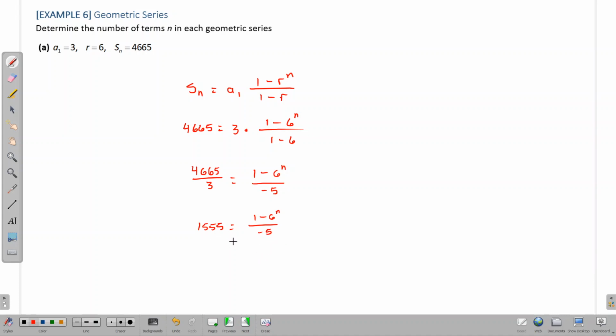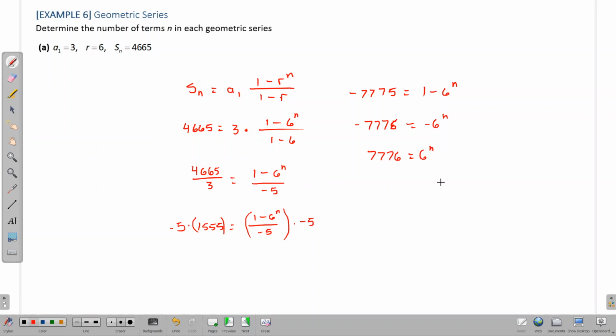The next thing that I would do is I would multiply both sides by negative 5. So what you end up with then is negative 7,775 equals 1 minus 6 to the n. Okay, then we can subtract 1 over, so it's negative 7,776 equals negative 6 to the n. Both of these are negative. We could multiply by a negative 1, so we get 7,776 equals 6 to the n.